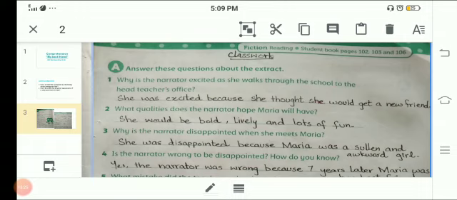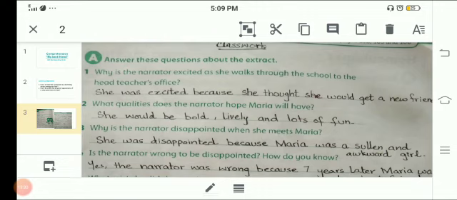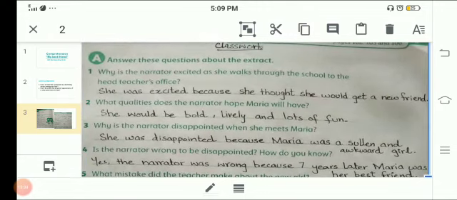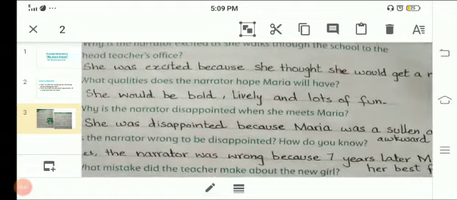Okay, she was very excited to get a new friend actually, and if you remember, you have read in the text that while going through the school, she was thinking about the new girl. Okay, that she would be very lively or she would be very bold. So she was excited because she thought she would get a new friend. Fine, students, so this is the answer to your question.